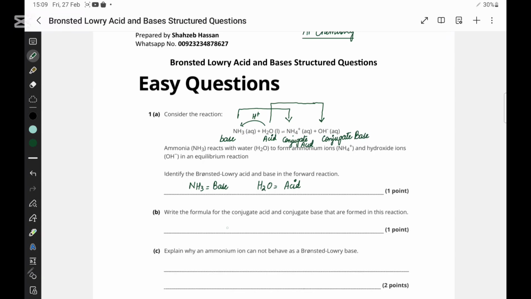So what we can write here: the conjugate acid is the ammonium ion, while the conjugate base is going to be the hydroxide ion.